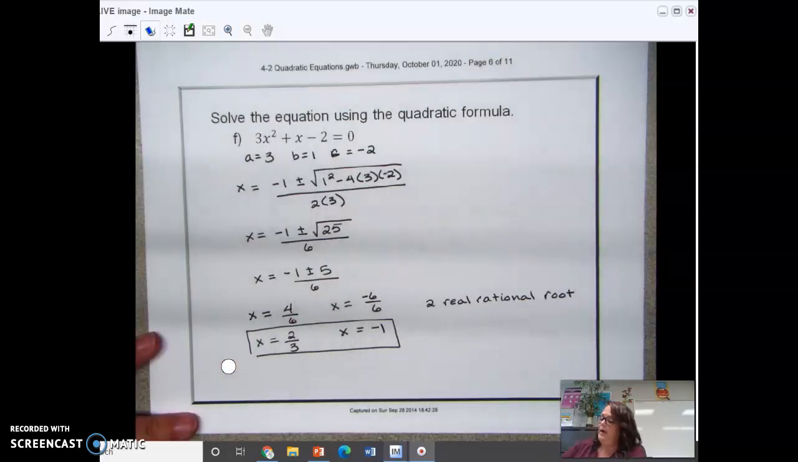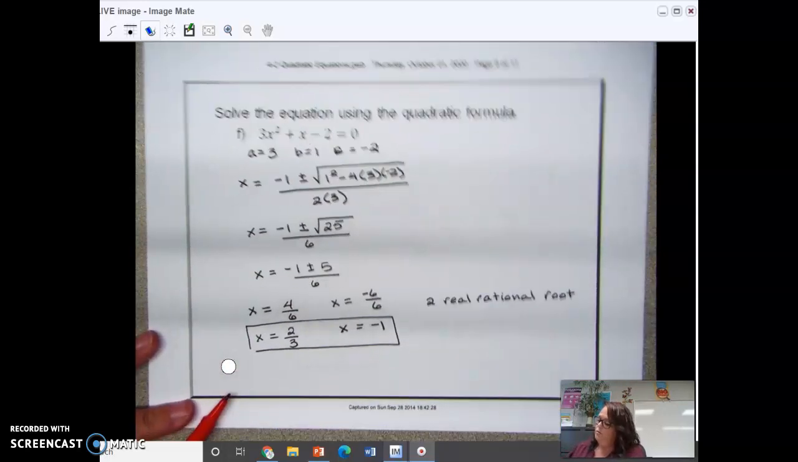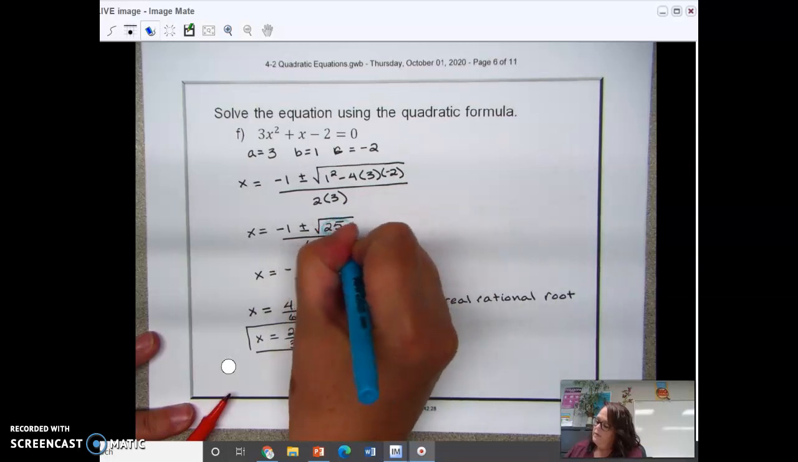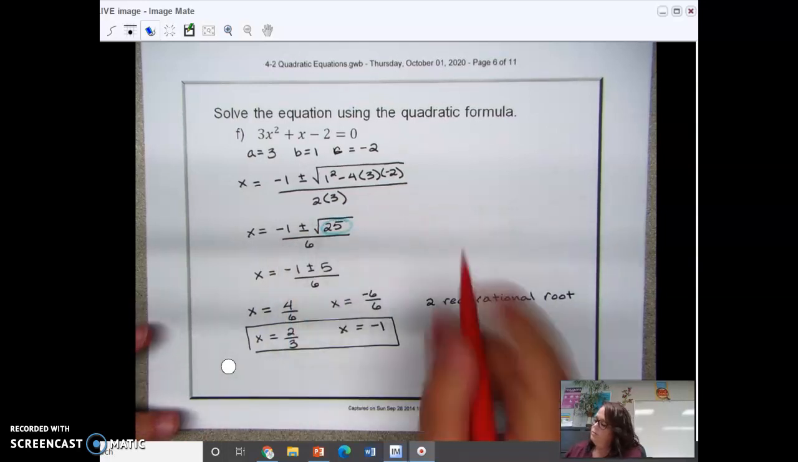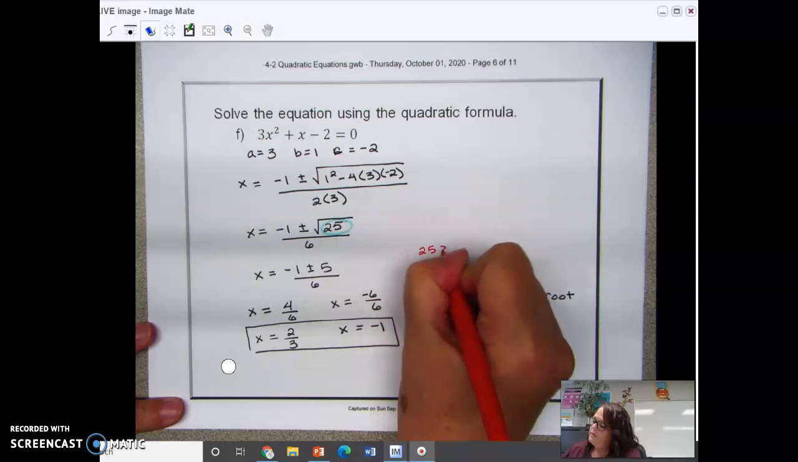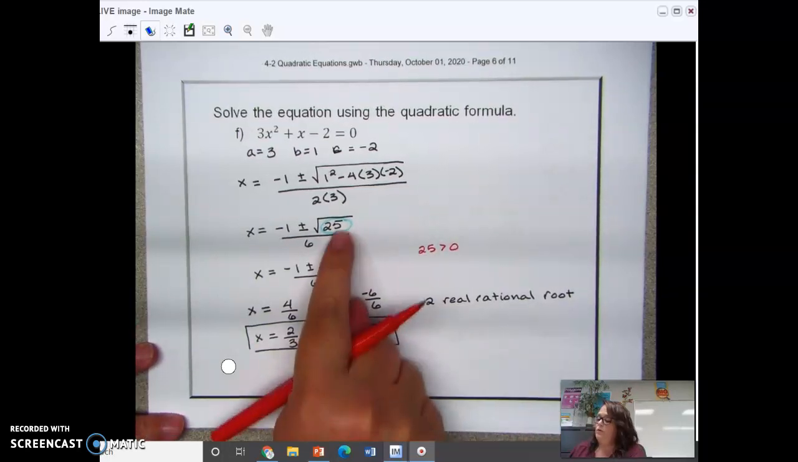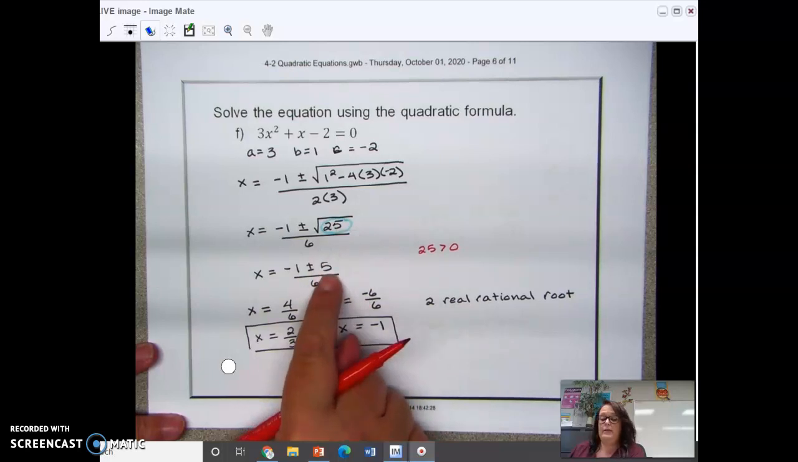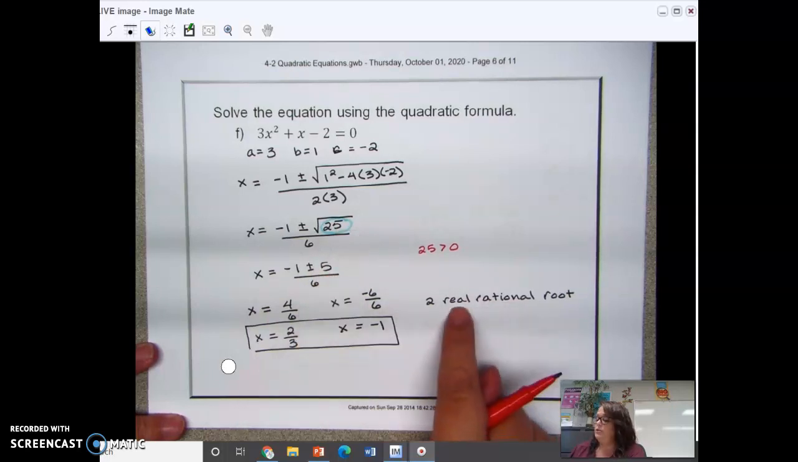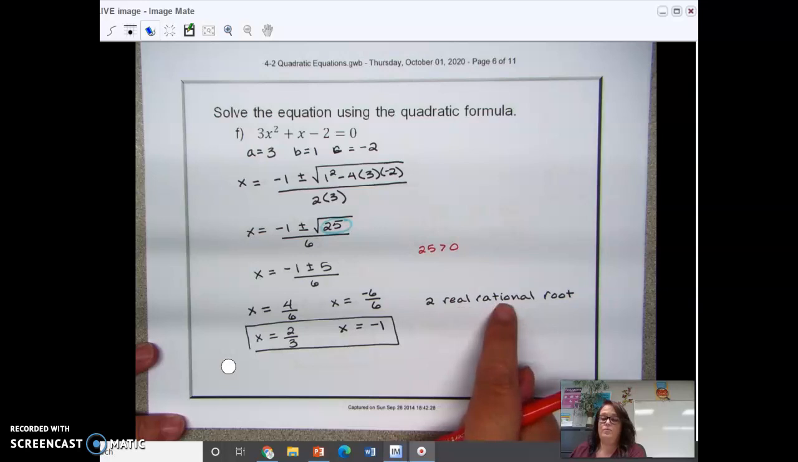When we look at example F, back at this original radical right here, we had 25 inside the radical. Because 25 was greater than 0, we have two real roots. And then we also noticed it was a perfect square, so I could get rid of the radical. So it's not just two real, it's two real and rational roots.